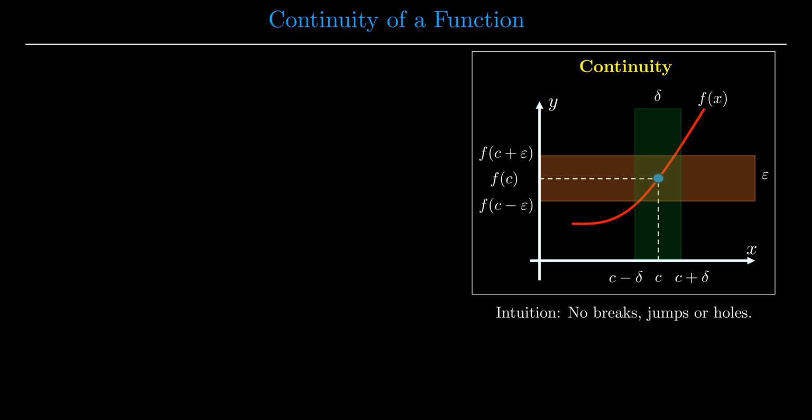Now, look at the green vertical band. This represents delta. It captures all x values that are sufficiently close to c, specifically between c minus delta and c plus delta. The core meaning of this picture is simple. If we pick an x inside the green delta zone, the corresponding point on the graph must land inside the brown epsilon zone. If, for every epsilon band, no matter how thin, we can find a corresponding delta window, then the function is continuous. This leads us to the formal definition.